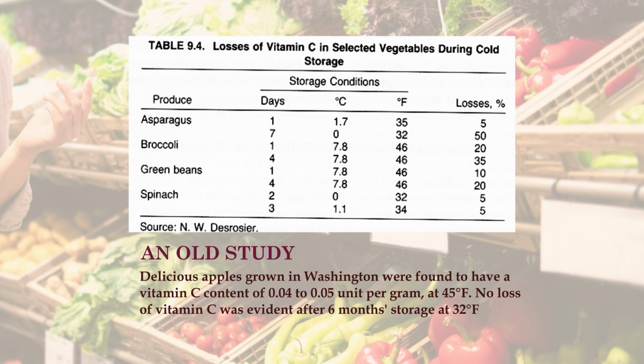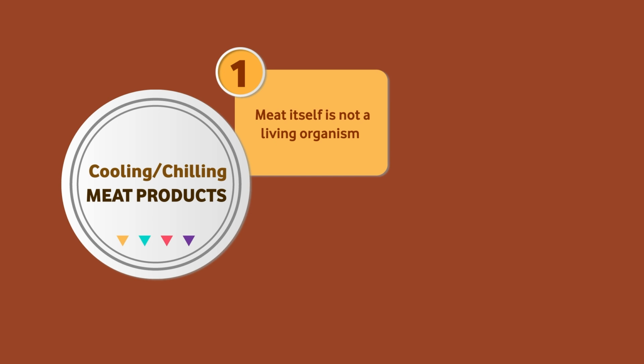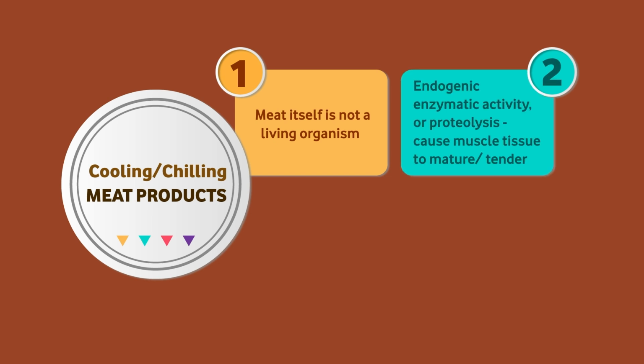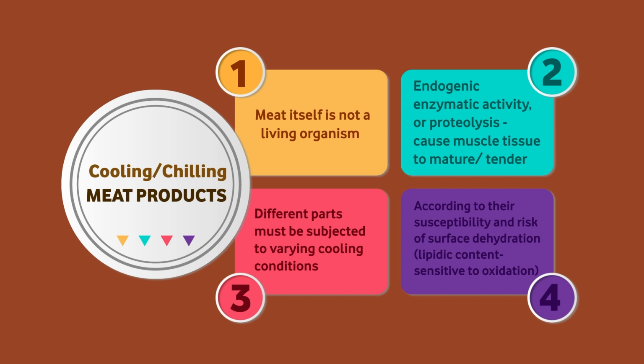And now we'll discuss low temperature storage of meat and meat products. Though the meat is not a living organism, what is important here is to control the impact and effect of enzymatic activity, proteolytic activity. This particular process is retarded using low temperature. Different parts of meat may offer different resistance to cooling because lipid content and lipid distribution may vary.